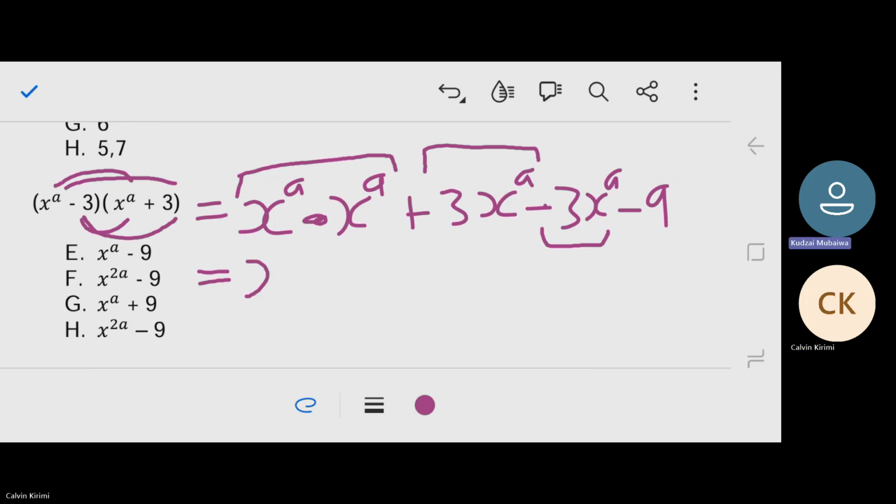x to the power of a multiplied by x to the power of a is what? Is it 2x? What do you do to the exponents? We add them. So what is the answer? It's x to the power of 2a.